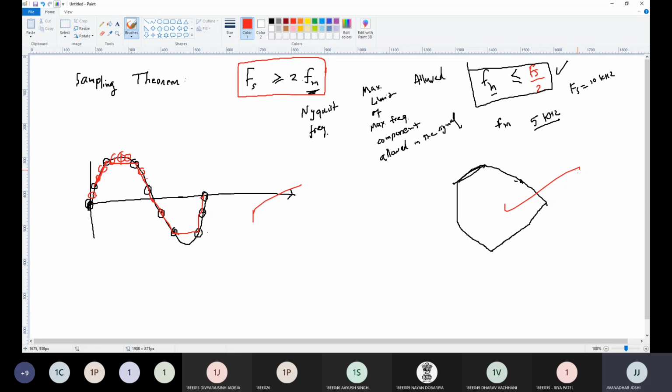Now there are two things. We have two objectives in our mind. First objective is that after sampling, I will have digital information. That digital information should be such that it gives me the correct result as far as any algorithm is concerned. So with respect to the algorithm I am going to implement, I should have sufficient information for signal processing in the digital domain.